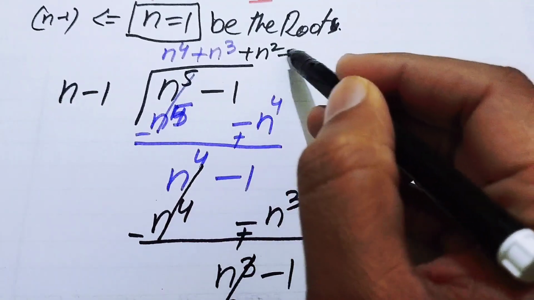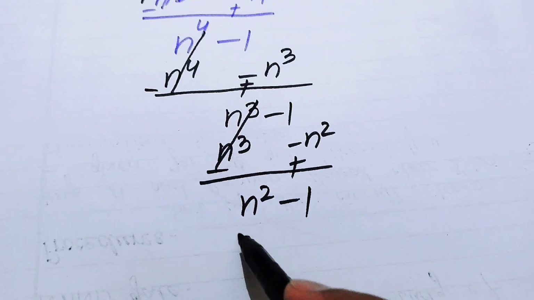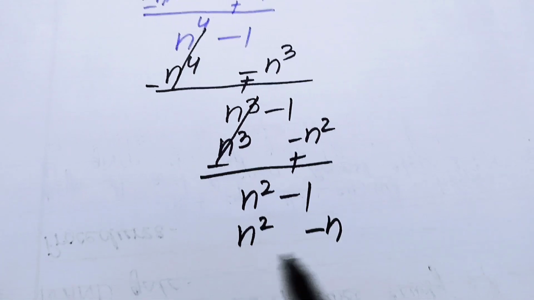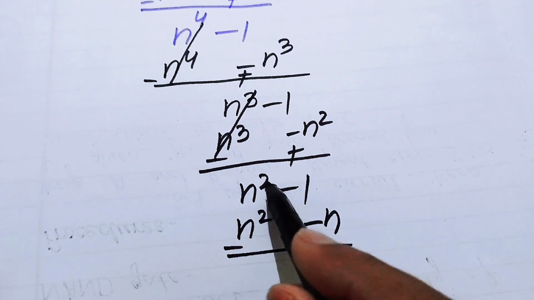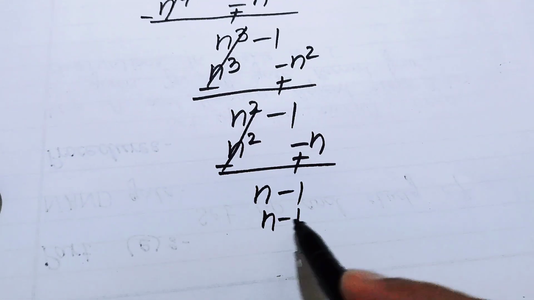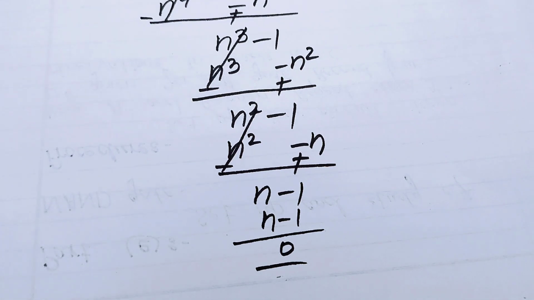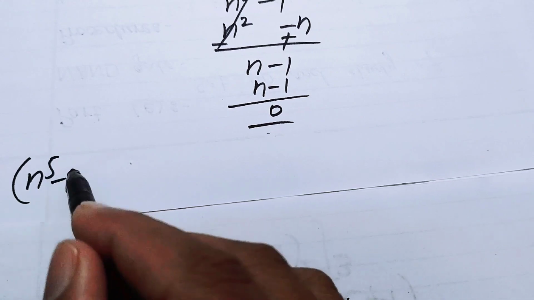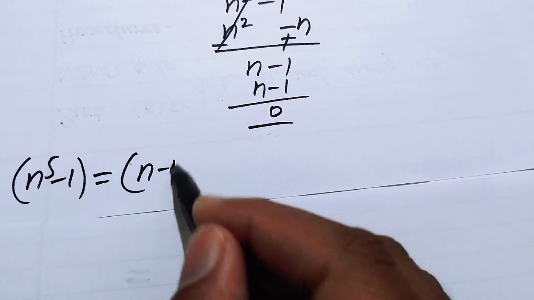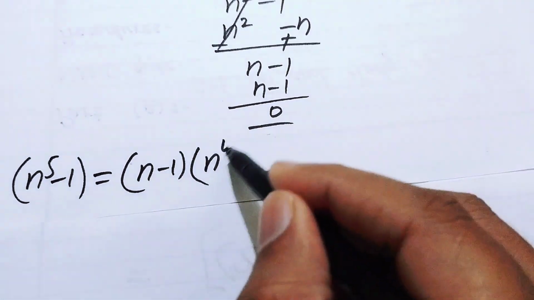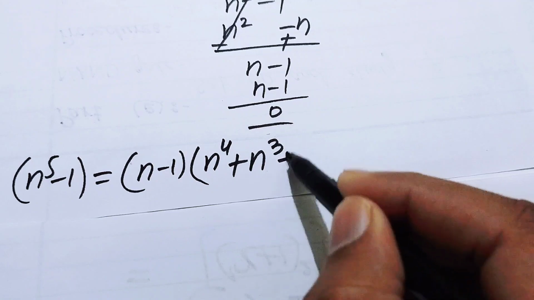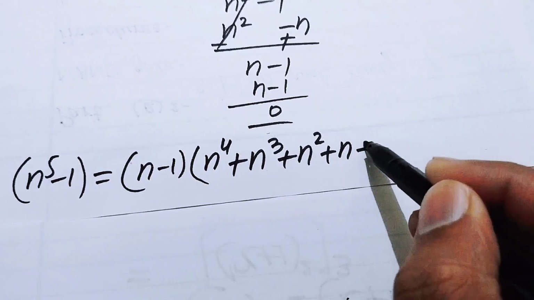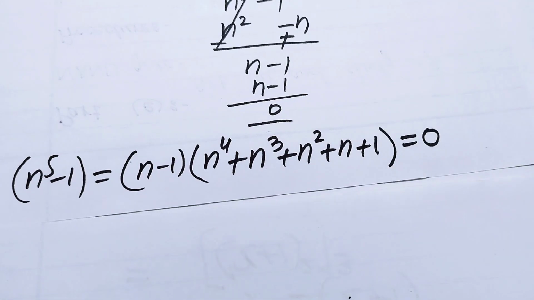So now you again multiply by n, and you get n squared minus n, and we subtract these values, and these are gone, and you get n minus 1, and you can multiply it by plus 1, and you will get n minus 1. So the remainder is equal to 0. And in the next step we will write our given question statement, which is n to the power of 5 minus 1 equals n minus 1 times n to the power of 4 plus n cubed plus n squared plus n plus 1, and this whole expression equals 0.